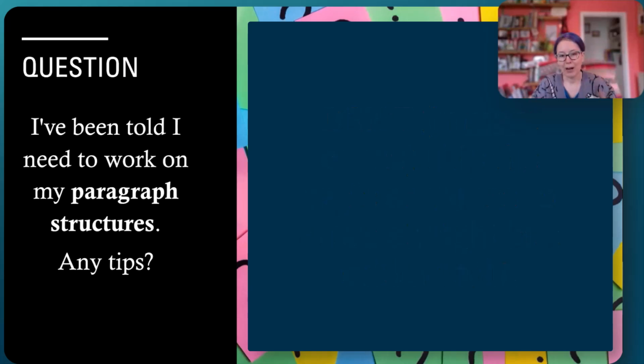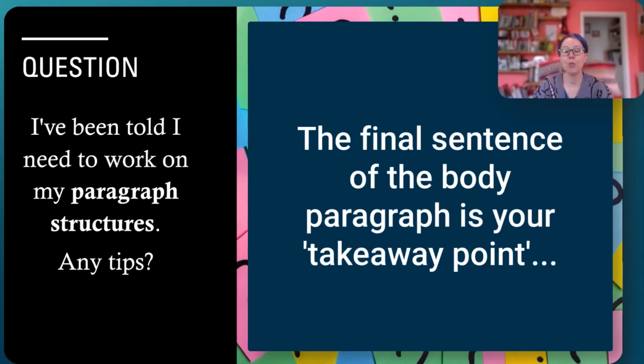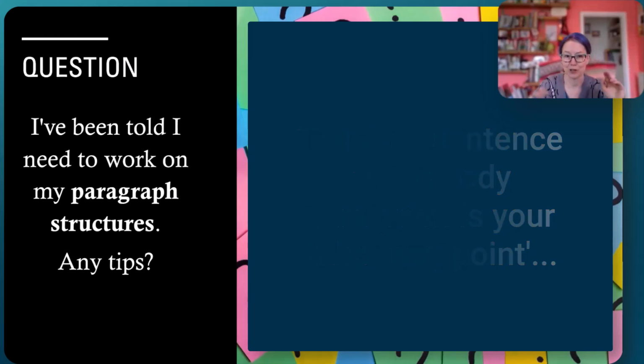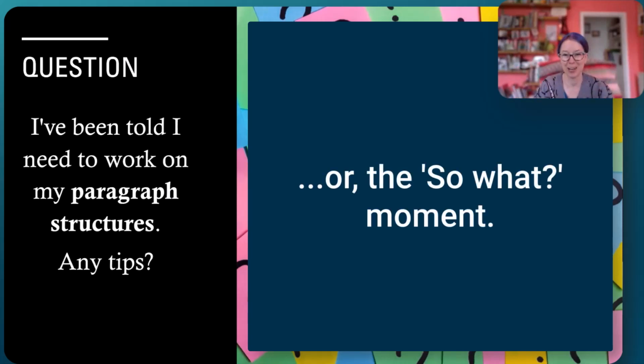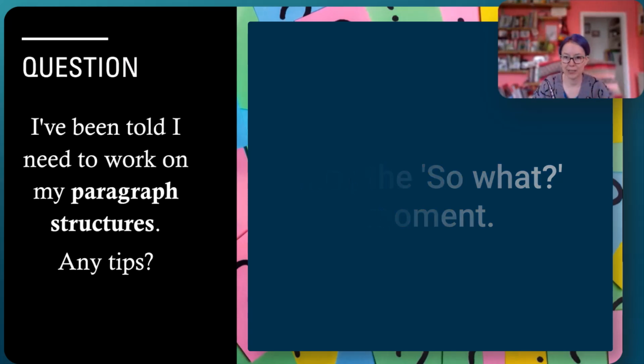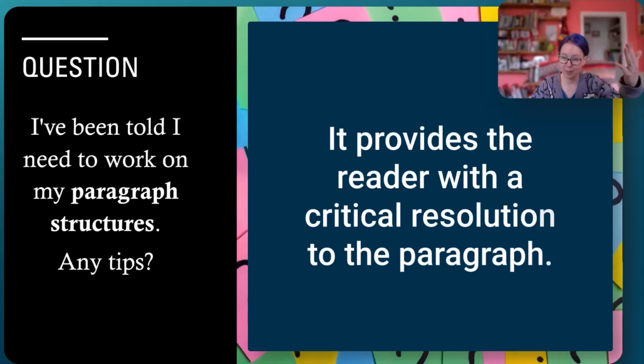So second point, our companion to that topic sentence is going to be the final sentence of the paragraph. We refer to that final sentence most often as the takeaway point. You can also think of this as your so what moment, a little more casually. So at the end of that paragraph, there should be a critical resolution where we understand, having established the topic and having developed it with evidence, literature, citations, commentary, what is the final point to be drawn out of that?